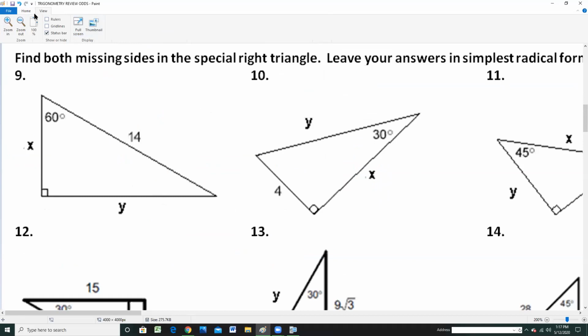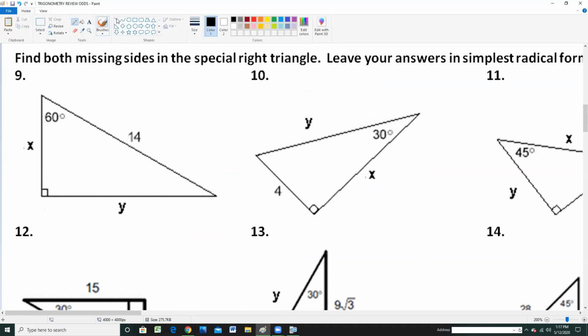All right, find both missing sides in the special right triangle. Leave your answers in simplest radical form. So here's the deal. Whenever you see a right triangle that also has a 60-degree angle, that's because it was half of an equilateral triangle. That's why it comes out to be a special right triangle. And if it's half of an equilateral, then that means this guy right here has to be 7. Because if it's equilateral, then that means all of these big sides are 14. And if you know the whole thing is 14, then that means half of it is 7.